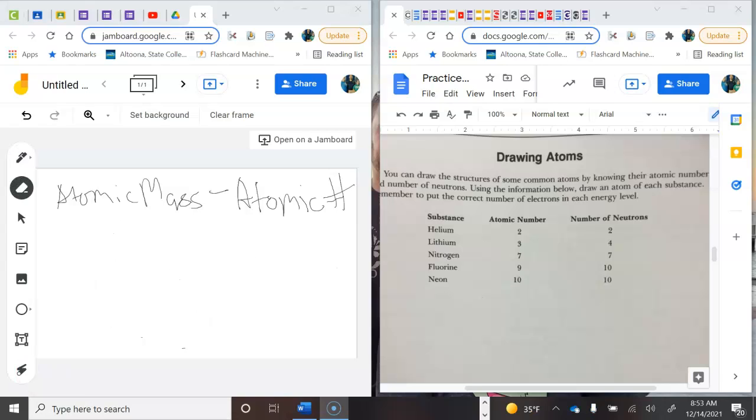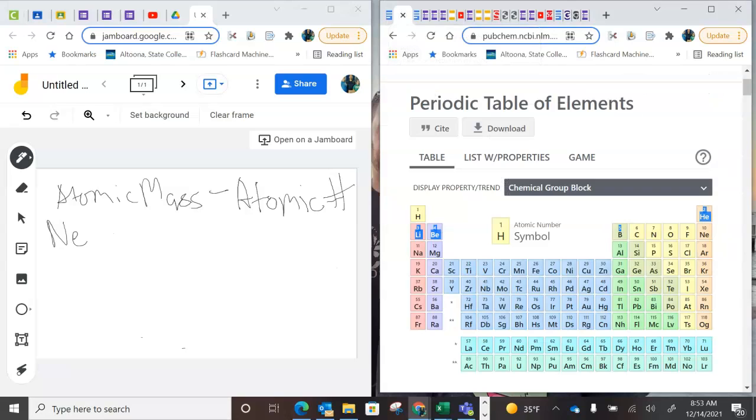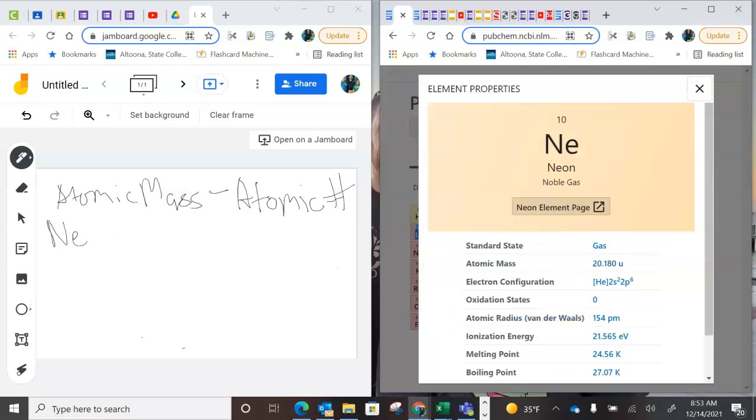I'm going to go ahead and jump ahead, and we're going to do neon, Ne, on your periodic table, is right here. So it has 10 protons. It has an atomic mass of 20, so you take 20 minus the 10, and it has 10 neutrons. So there's two ways to draw this. I get it's kind of hard to draw that many little particles. Most are going to draw one solid nucleus, and you're going to put 10 positive protons, 10 neutral neutrons.